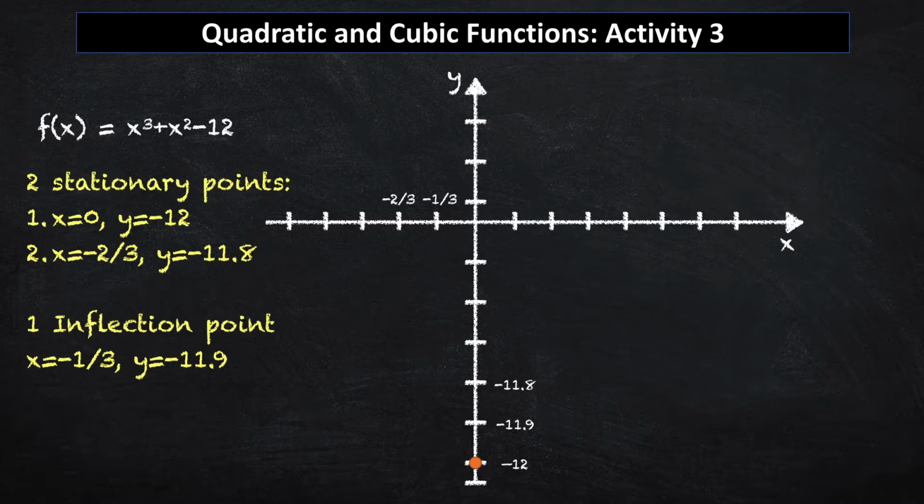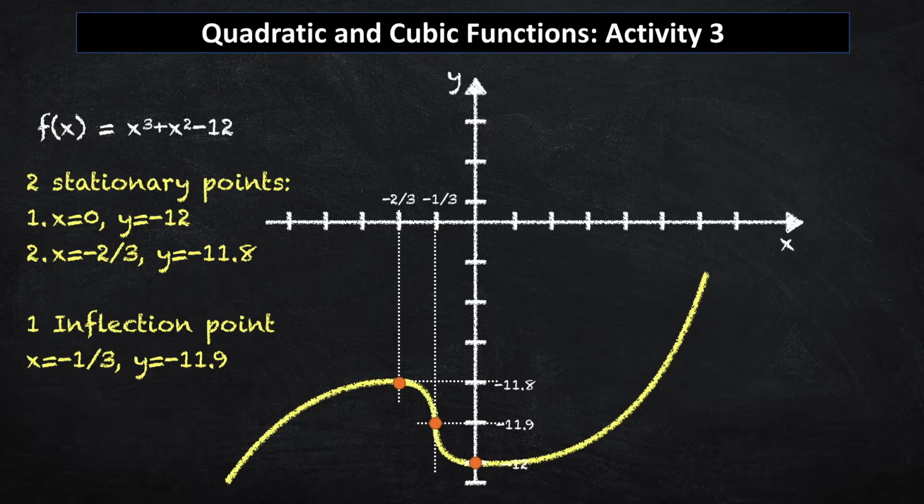Then we have the second stationary point, which is for x equal to minus 2/3 and y equal to around minus 11.8. And then we have the inflection point, the point at which the curve changes its concavity, which has an x equal to minus 1/3 and a y equal to minus 11.9. I repeat here that the Cartesian plane is not in scale. And we can then draw the function, recalling that the inflection point is the point where the function changes its concavity. So the function will be something similar to this.